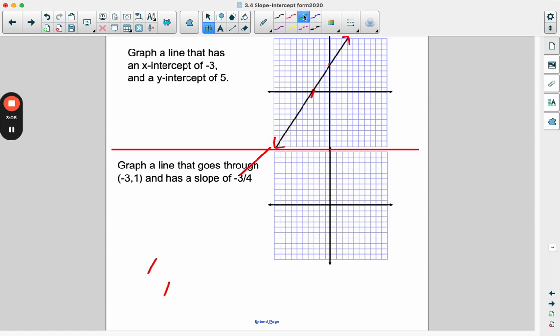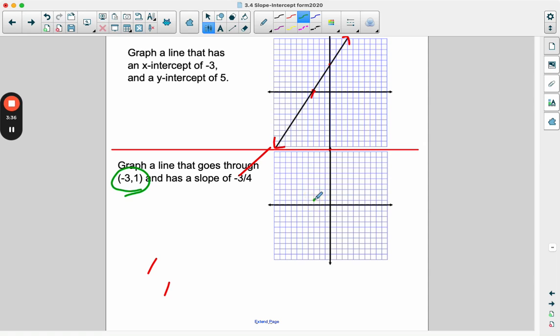So before we get into that method, let's see if you could graph a line without any intercepts, without knowing anything about an equation for a line. What if I asked you to graph a line that goes through the point -3, 1 and has a slope of -3/4? Well, we can start with the one point that we do know. We know it goes through -3, 1. So left 3, up 1, there's a point on our graph.